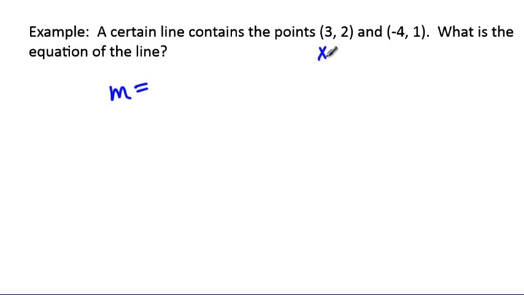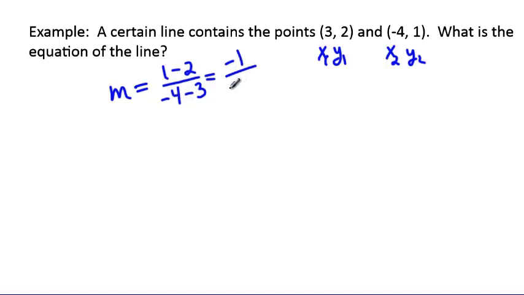Again, I'm going to say this is x1 and y1, and this is x2 and y2. So the slope becomes 1 minus 2 divided by -4 minus 3. So I get 1 minus 2 is -1. -4 minus 3 is -7. And so the slope then is 1/7.